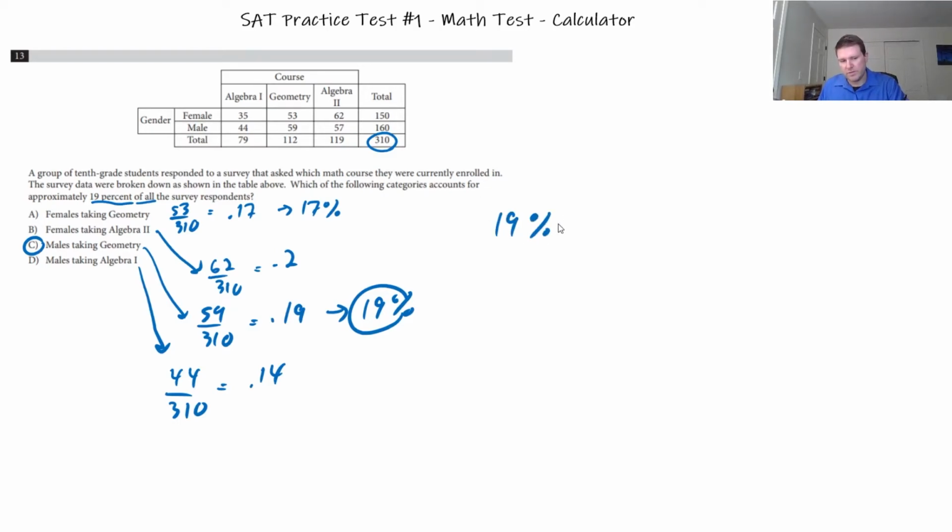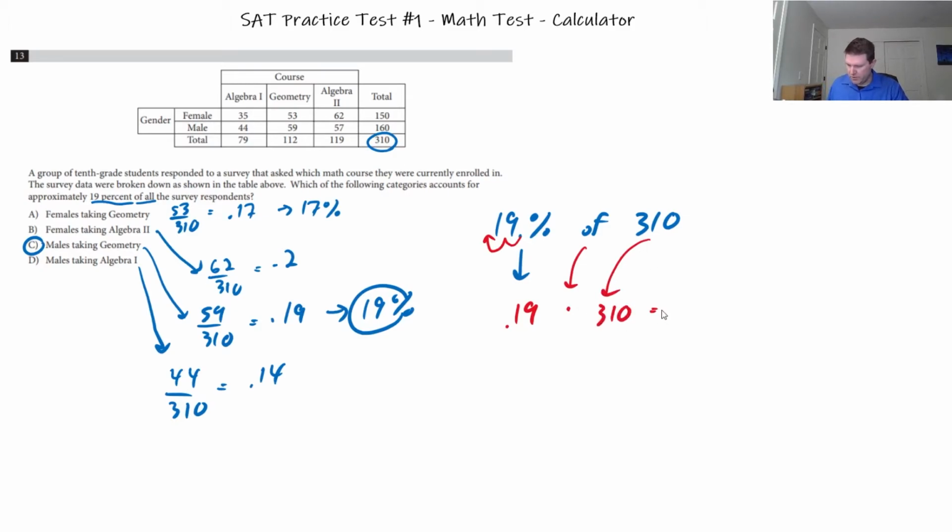So 19% of 310, just remember the easiest way to take percentages of numbers is to multiply by the decimal form of the percent. So if this is 19%, you've got to take the decimal place where it is now and move it back 2 places. So you end up with 0.19, and then again multiply by 310.